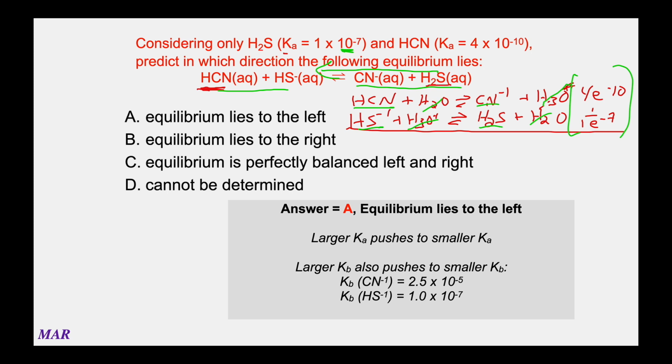Down here I have a little advertisement. You could also do this with Kb's, and I didn't give you those in this problem, but you could also look at the Kb values. Bigger Kb is going to push to smaller Kb. Cyanide has a bigger Kb, 10 to the minus 5, than HS minus, which is 10 to the minus 7. So that's another way that you could also show this reaction is going to be reactant favored.